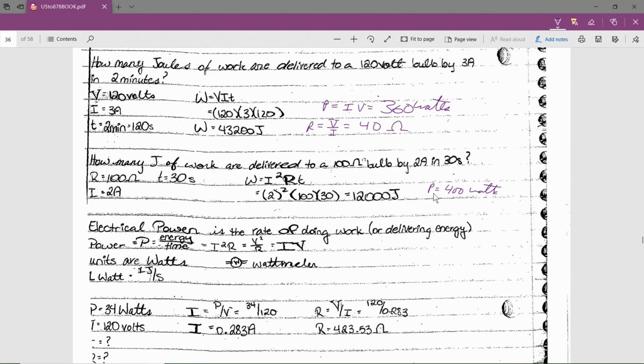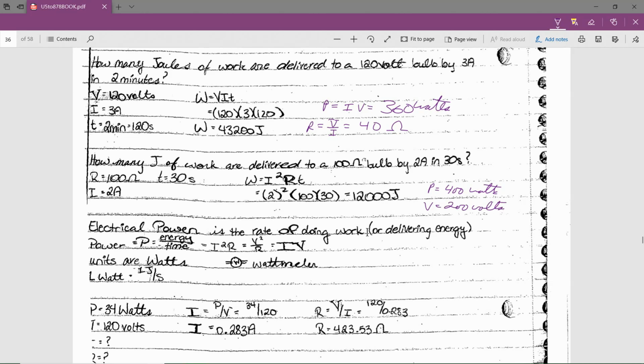What else could we get here? I have R, I have I. I don't have V yet. The voltage is I times R. So 2 times 100, 200 volts. So 400 watts, 200 volts. Then reminding you, electrical power is the rate of doing work or delivering energy. Power is energy over time, or work over time, which works well for me. I squared R, V squared over R, I times V.